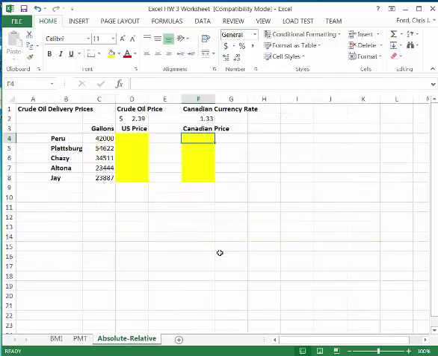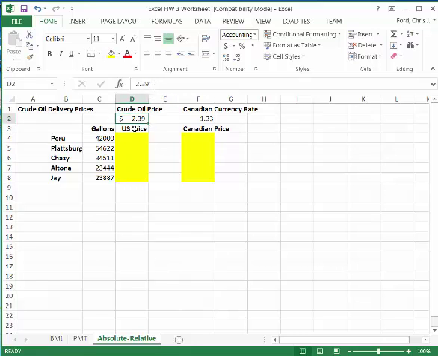Our third part, if you remember, there was a video on absolute versus relative cell addresses. Here we've got a little sheet on crude oil delivery prices. So we've got the number of gallons that each city used. Now we've got the price per gallon, but that's today's price per gallon, and that can change.